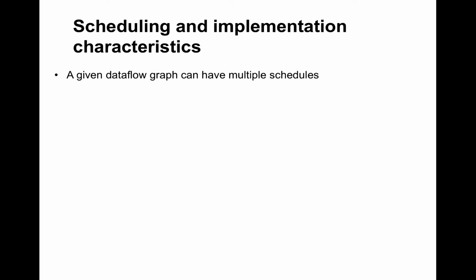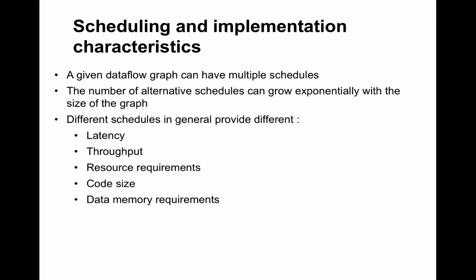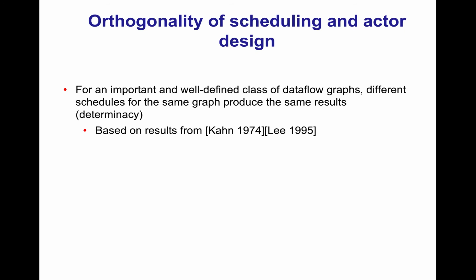For many data flow graphs, we can have multiple schedules that satisfy the data flow constraints. The number of different schedules for a graph can grow exponentially with the size of the graph. Different schedules generally provide differences in latency, in throughput, resource requirements, code size, and the requirements for data memory. For an important and well-defined set of data flow graphs, the different schedules for the graph produce the same results. This is known as determinacy, and this has been demonstrated in a couple of different important papers.